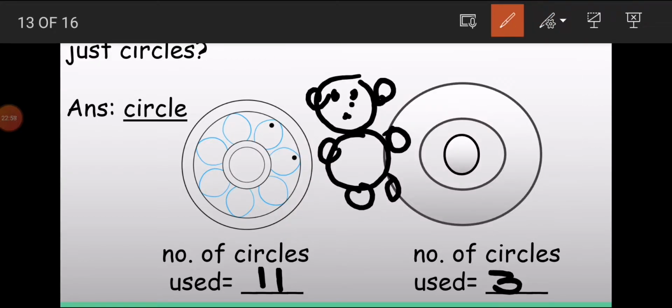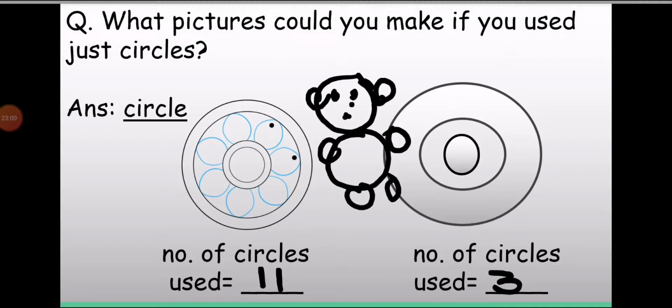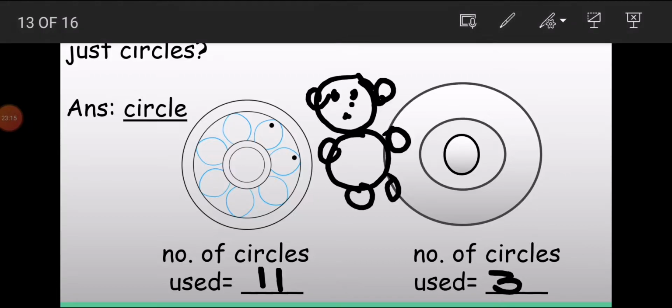You can do it by yourself, draw it very neatly if you want to draw more. But you have to draw these 2 that I have made here. Then if you want to draw more, you can draw it by yourself and also mention how many circles you have used in the shape you have made.